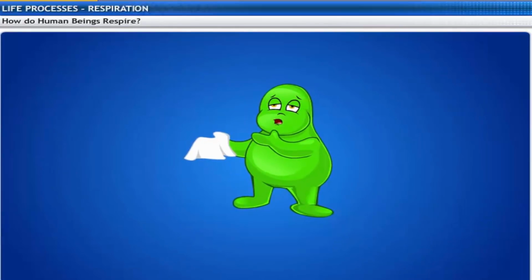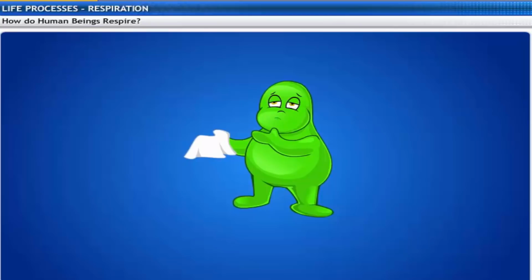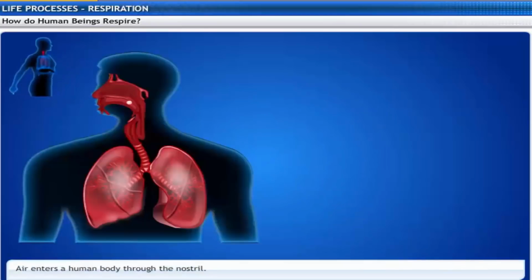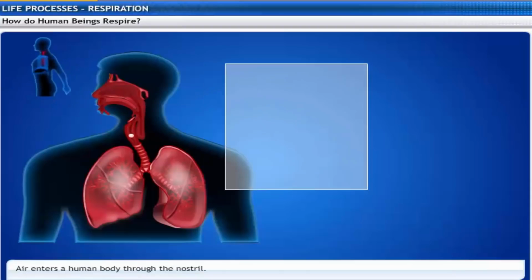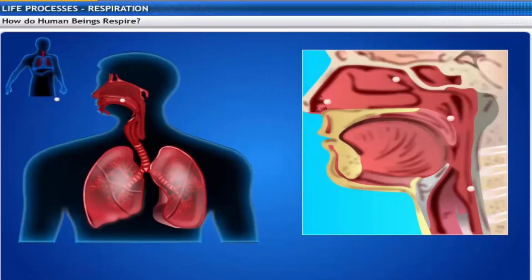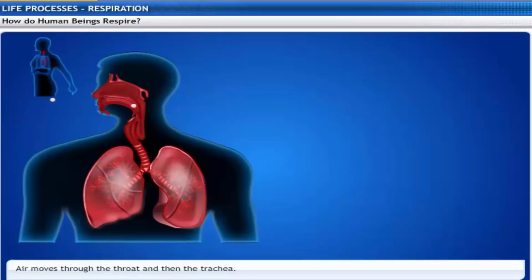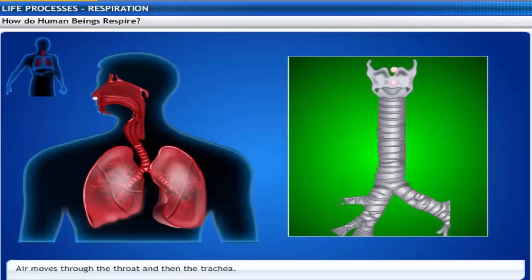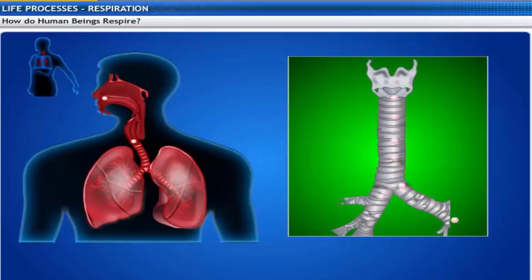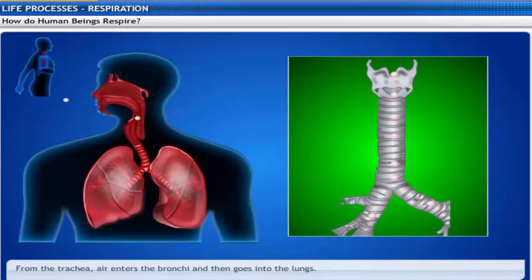I have a cold. I can't seem to breathe properly. In human beings, air is drawn into the body through the nostrils. Nostrils are lined with fine hairs and mucus that filter the air as it passes through. Next, the air travels through the throat and then moves through the rings of cartilage called the trachea. The trachea ensures that the air passage does not collapse. From here, the air passes through the bronchi before entering the lungs.